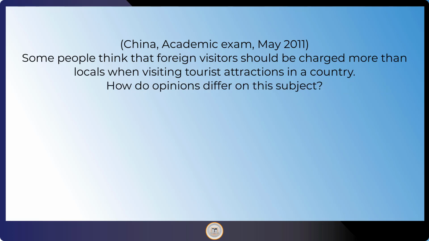Okay, how do opinions differ on this subject? So here we're also going to be writing a discussion style of essay because we need to compare the two sides that are opposed when it comes to this topic. So we would present the first opinion in our first supporting paragraph, the second opinion in our second supporting paragraph, and finally we would present our personal opinion in the conclusion, our personal stance on the subject. How do opinions differ on this subject? Discussion essay.